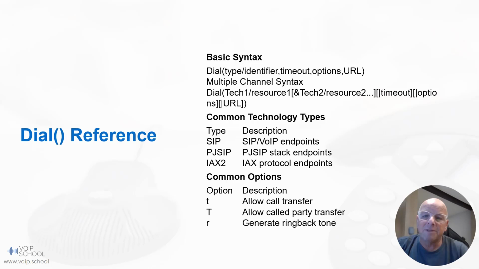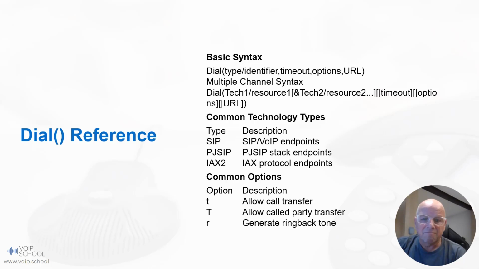The URL is very unusual, but some phones support you sending a URL to send an image to the phone. There are a few phones that work with this resource, but most of the time we use only the type identifier, timeout, and options. And on dial, you can also dial one type and identifier and another. So you can dial both at the same time if you want, right? So you can dial more than one destination at the same time.